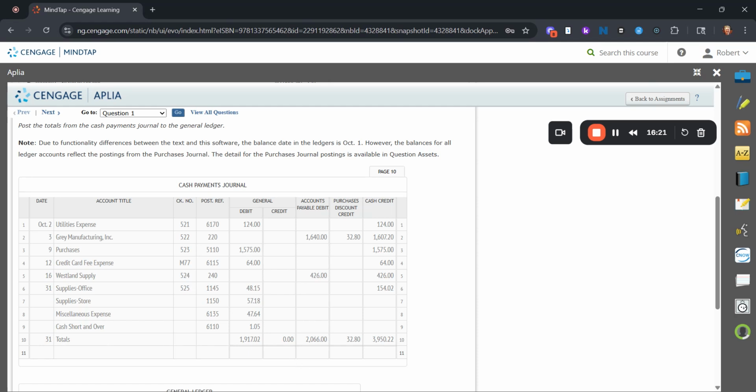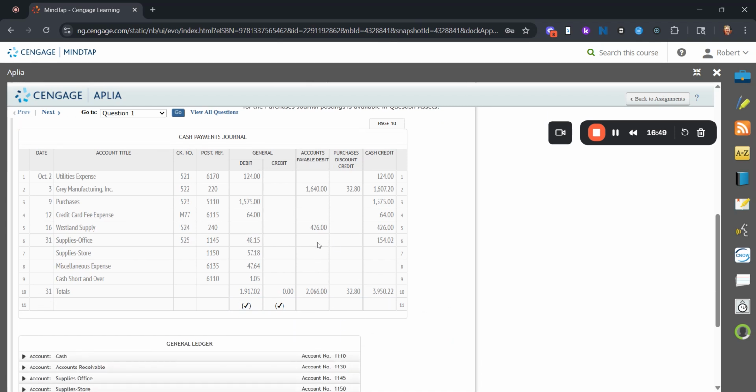Okay, now we have our column totals we're going to post into the ledgers. So the general debit, these amounts are already posted, so we just did those in the previous step, so I'll put a check mark there. We don't have anything here at all to journalize, put a check mark there, or post. But we did these two for these specific accounts for Gray Manufacturing and Westland Supply. But we're also going to have a ledger for accounts payable that just shows all the accounts payable amounts in the accounts payable ledger.